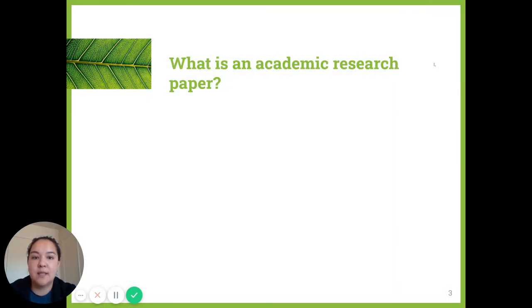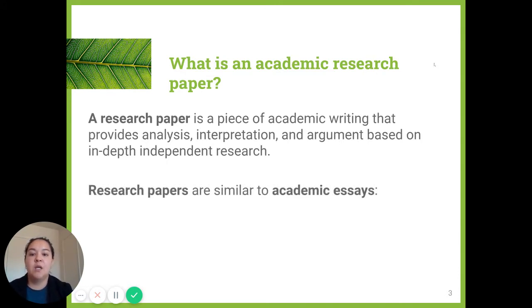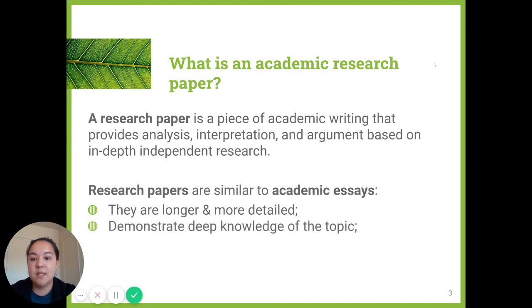So what is an academic research paper? A research paper is a piece of academic writing that provides analysis, interpretation, and argument based on in-depth, independent research. You may be familiar with the term academic essay. Research papers are very similar to academic essays. The difference is that they are longer and more detailed. They demonstrate in-depth knowledge of the topic.